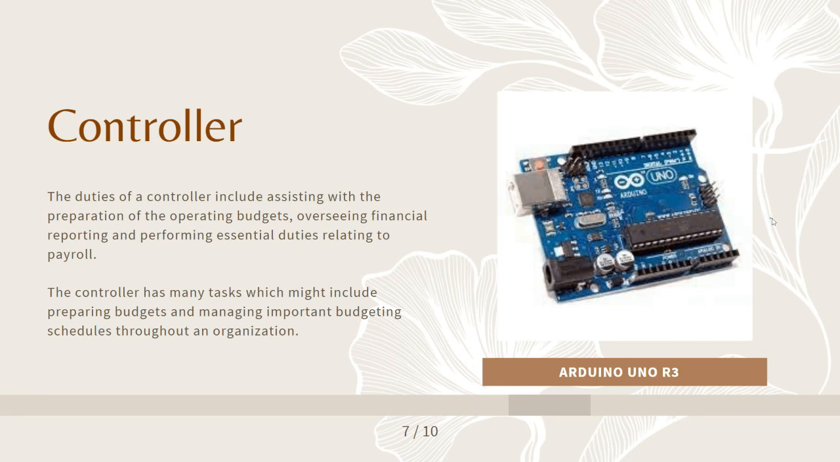For the controller itself, we use the Arduino Uno R3. The definition of a controller is that the duties of a controller include assisting with the preparation of the operating budgets, overseeing financial reporting, and performing essential duties relating to payroll. The controller has many tasks which might include preparing budgets and managing important budgeting schedules throughout an organization. This is the picture of the Arduino used in this one.